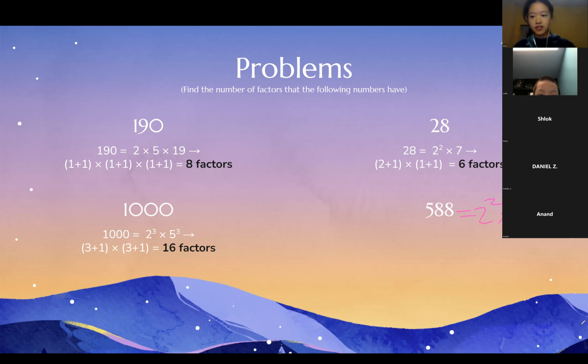So the prime factorization of 588 would be 2 squared times 3 to the first power times 7 squared. Now we again just do that thing with the exponents. We take all the exponents and add 1 to all of them. And then we get 3 times 2 times 3, which equals 18. Therefore, 588 has 18 factors.